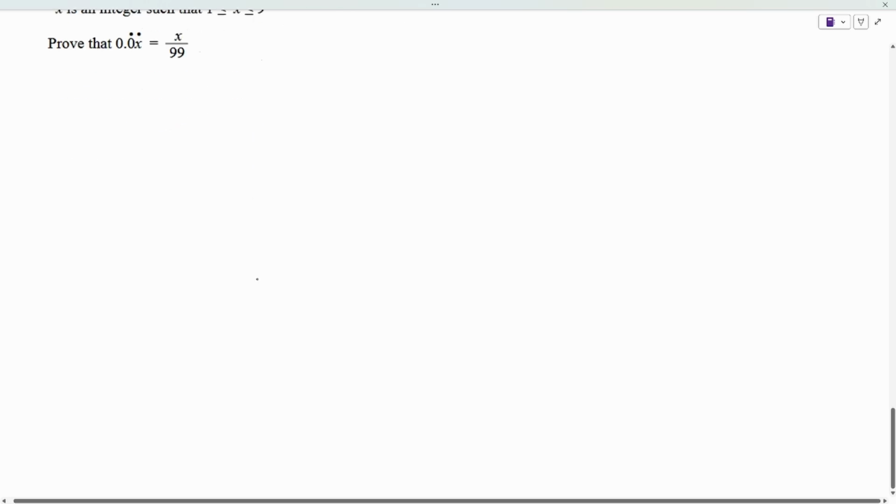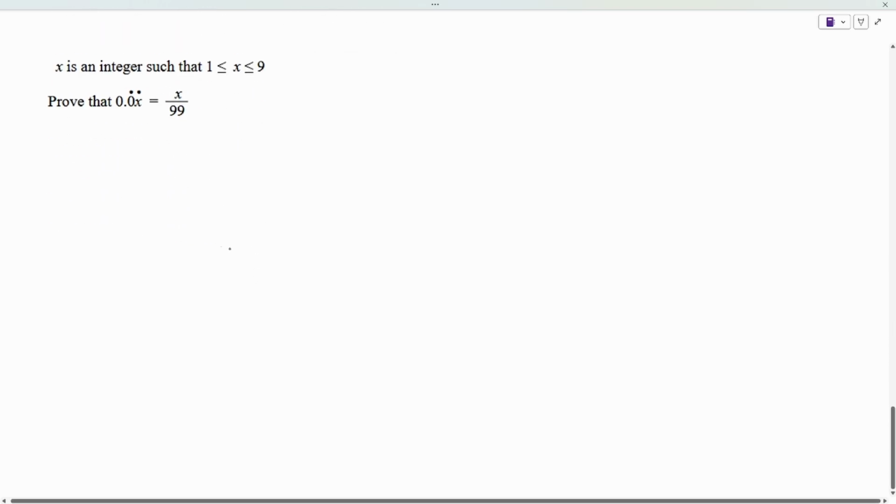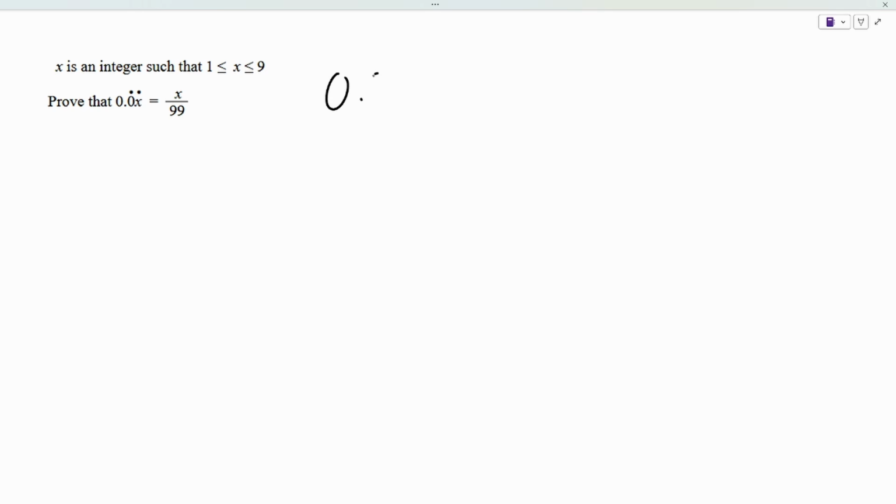Okay, and for the last question, I liked this question as it requires you to really understand the topic. So if we look here, 0.0x is recurring. So I'm just going to write it out, as I said before in the previous video. Just write it out if you're not sure, so you can visualize what this recurring thing actually looks like. And it says that x is an integer such that 1 is less than or equal to x, less than or equal to 9. So that means it could be 0.02, 0.02, 0.02, 0.08, 0.08, 0.08, 0.09, and so on, right? It's going to be something. Doesn't really matter. Doesn't impact our question.